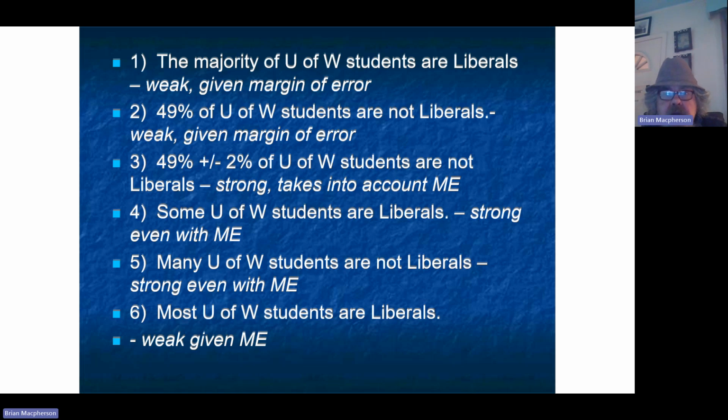Even 2% would be some students, right? Number 5, many U of W students are liberals. It's a strong inference, even with the margin of error. And as we agreed, 6 is weak, given the margin of error. 6 is basically equivalent to 1, right? Most U of W students, you can't really infer that. If I say 51% of the students that I interviewed say they are liberals, but my margin of error is plus or minus 2%, then for the population as a whole, it may only be 49%, for all I know, right? So therefore, I cannot infer number 6 with a high degree of probability, okay?